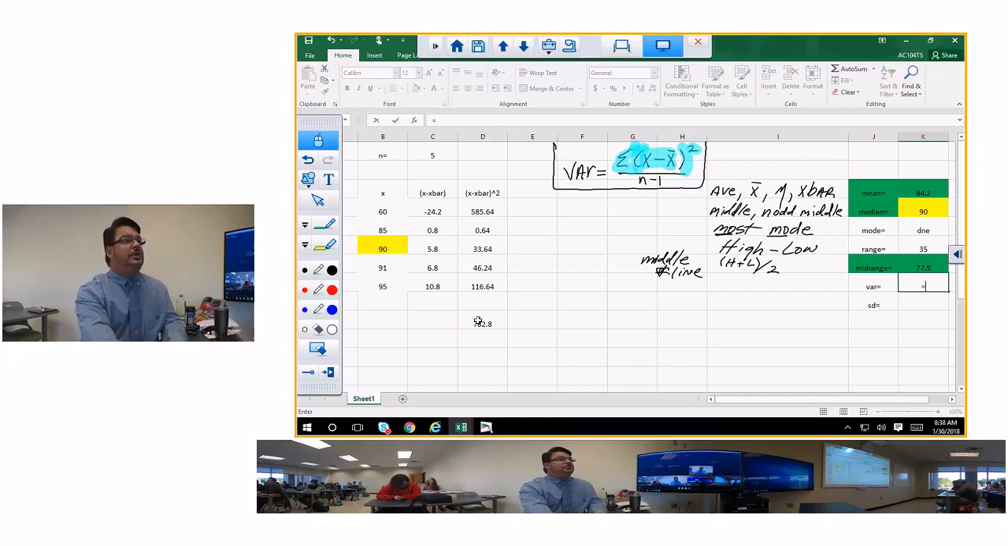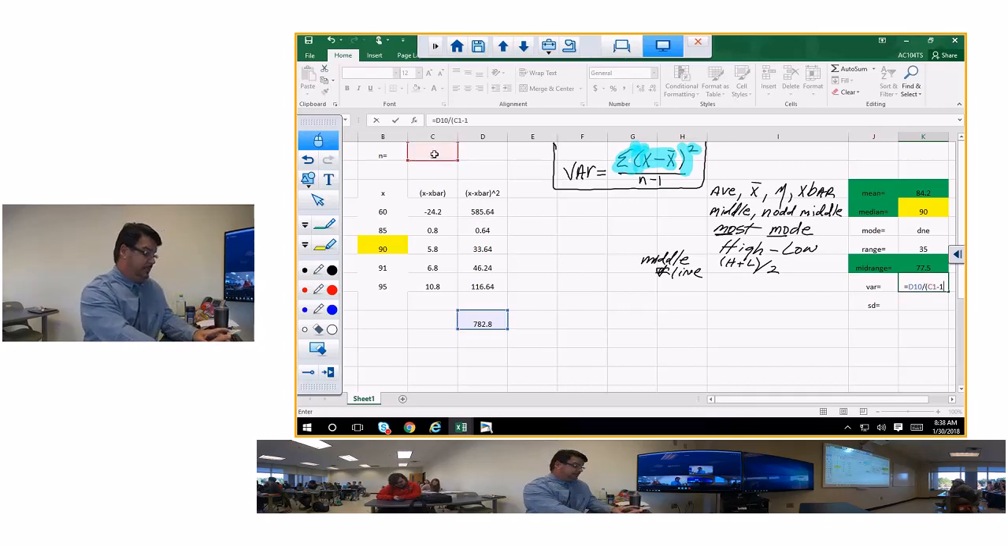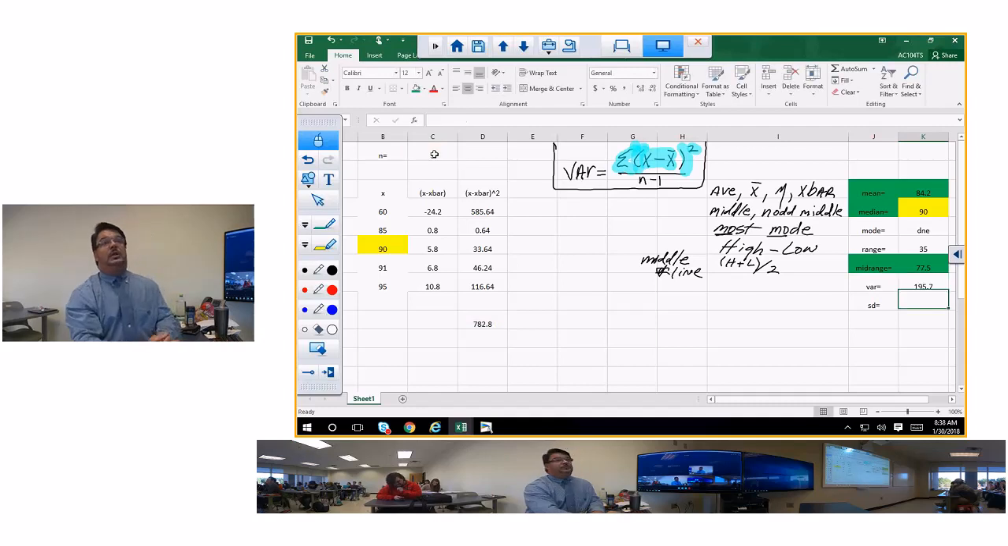Equals this divided by what? Now y'all should be able to get this. N minus 1, which is 4. And if you get that wrong, don't tell anybody. And your variance is 195.7, which really does not mean a thing to you. Okay?